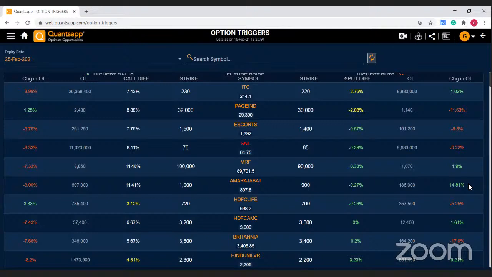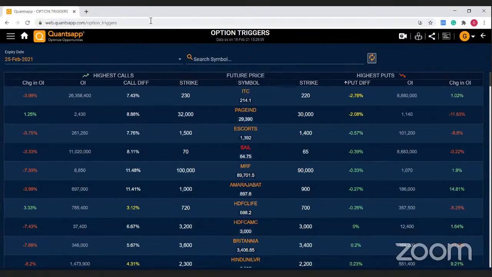I think almost in an hour or a couple of hours in the day, you can check how the writers are doing on a particular stock if it's near to their highest call and the highest put. So this was about the options triggers, which help me find the stocks which are very near to their highest call and the highest put. I hope you have understood.